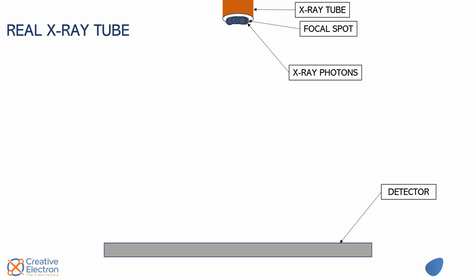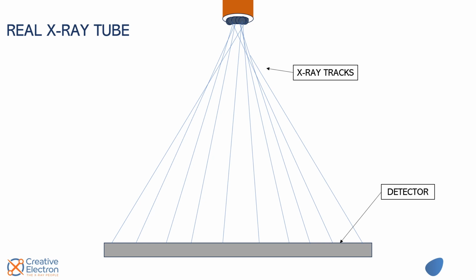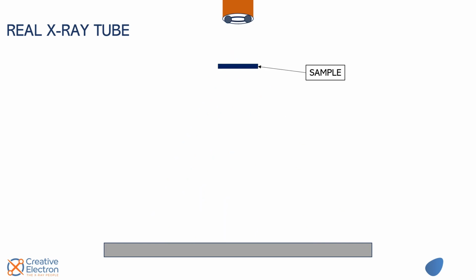In reality, we have a spot size that's larger than 0, which means that the tracks of the X-ray photons out of the X-ray tube do interact. You can see that in this animation, and I drew the tracks here so you can see it better. Unfortunately, as we cross those tracks, see what happens with the sample.